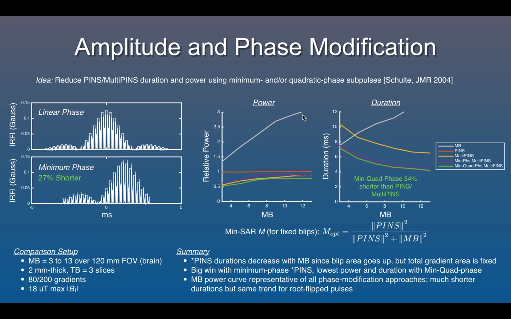I'll say that this minimum multiband power curve is representative of all the phase modification approaches since they all apply the same slice amplitude profile. But although you would get shorter durations with the root flip pulses, essentially this curve would shift down somewhat and just cross the PINS and multi-PINS curves at a later point.